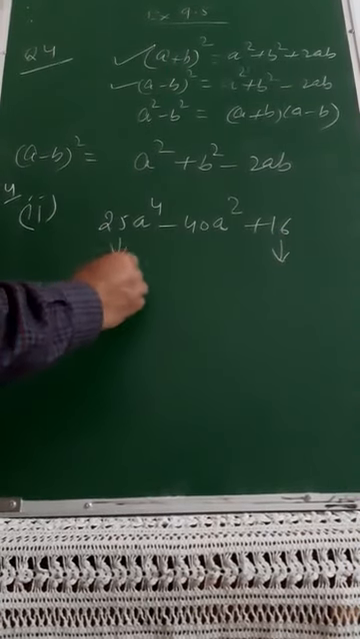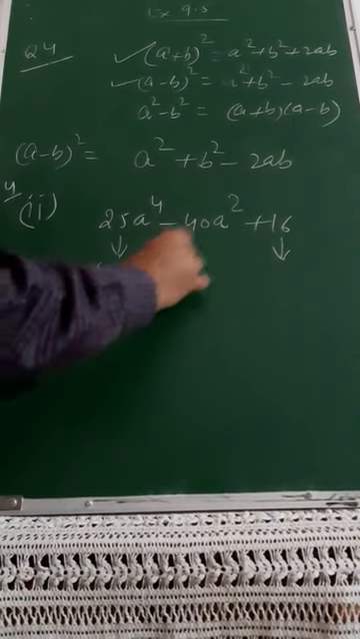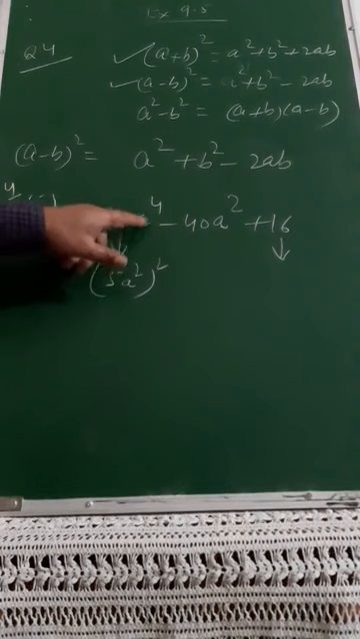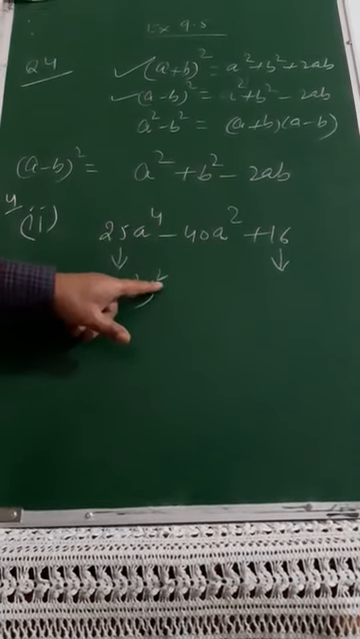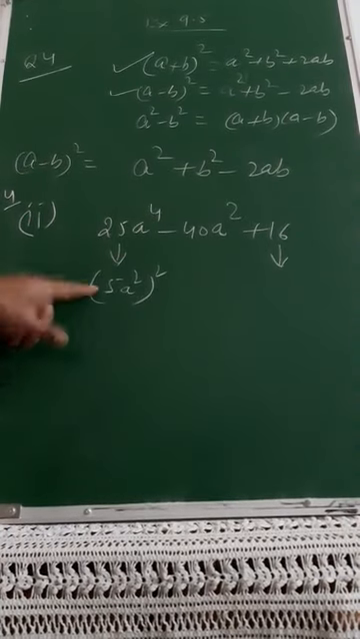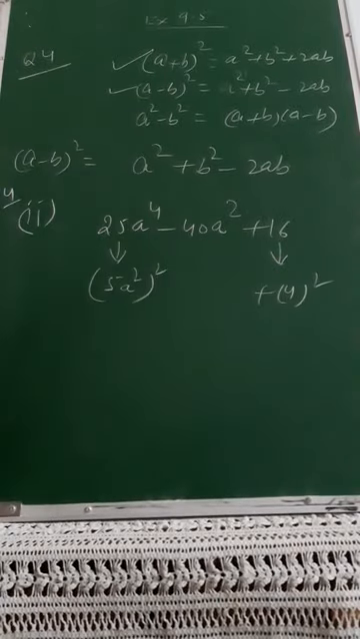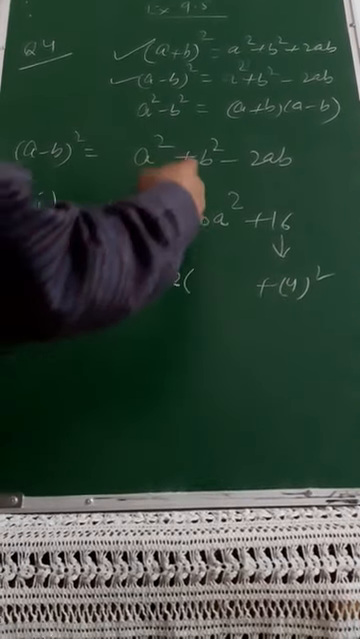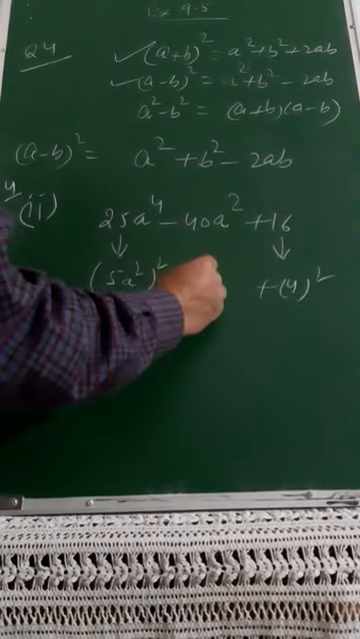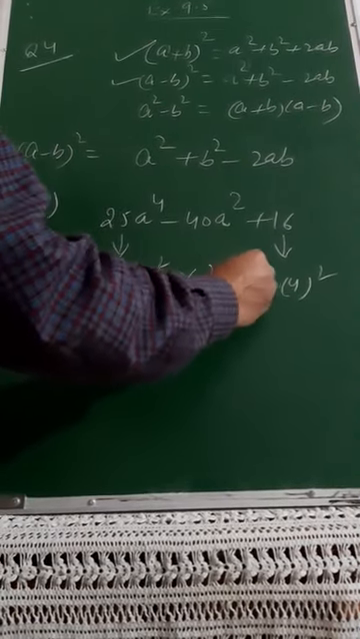So 25 is the square of 5. A raised to the power 4 is the square of a square, mind it. If you take a square here, the whole square will make it a raised to the power 4. Then 25 is the square of 5, and 16, all of you know, is the square of 4. So it is a square plus b square minus 2ab. What is a now? 5a square. And what is b? 4.